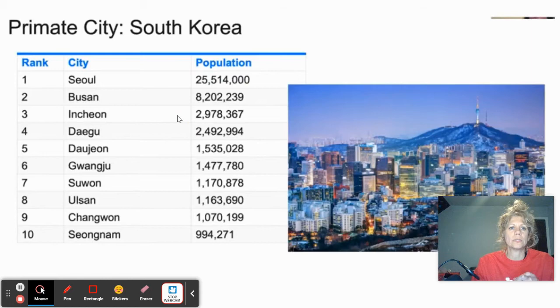Another example is going to be Seoul in South Korea. Wow, okay, so look at the population of Seoul and then look at the second most populated city in the country of South Korea. Again, doesn't even come close, okay?